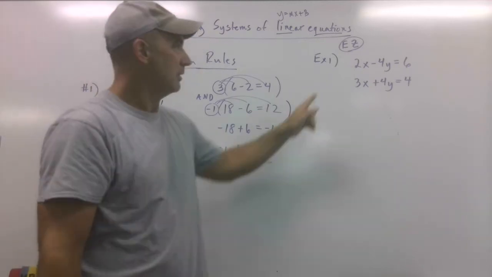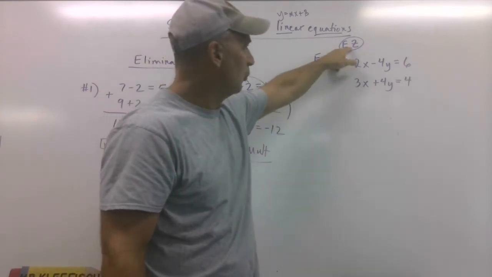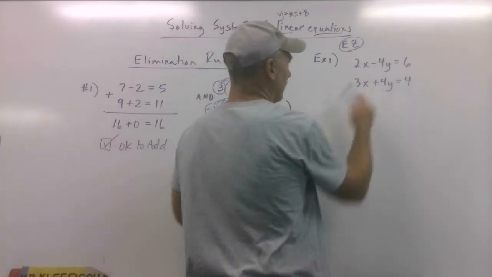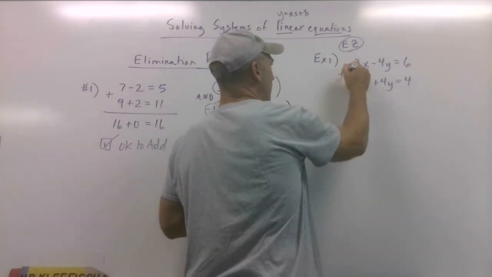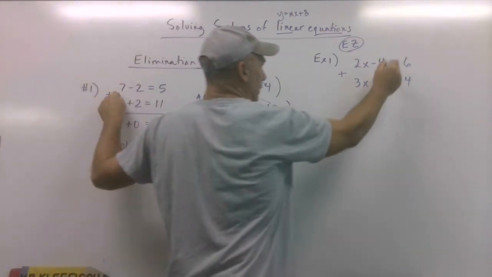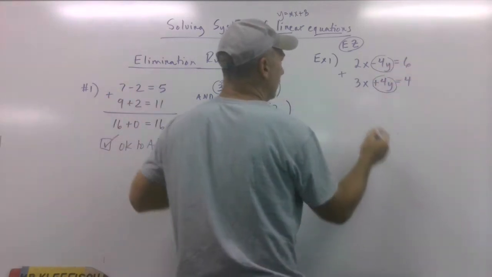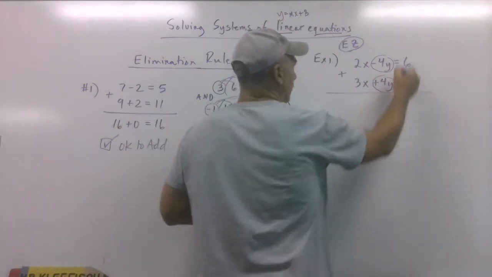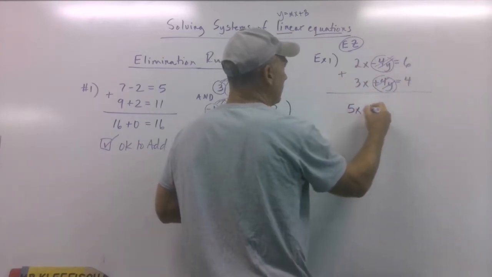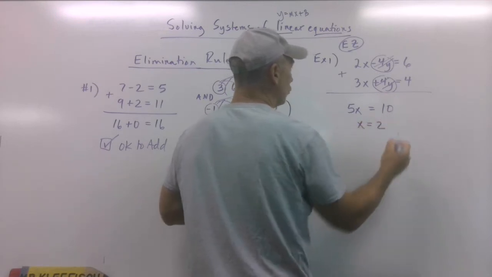Now, here's your first sample problem of elimination. It's the easiest one there is, because if you look at this and I think, you know what, I'm going to add these together just like he said I can, and I look at my y's, I've got a negative 4y and a positive 4y. So if I add these together, these cancel. And I get 5x equals 10. Divide by 5, I know x is 2.